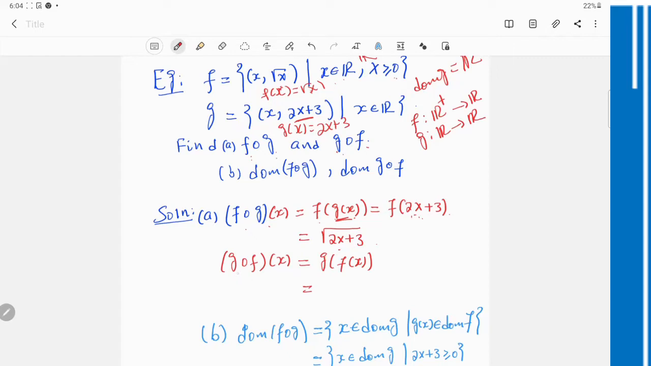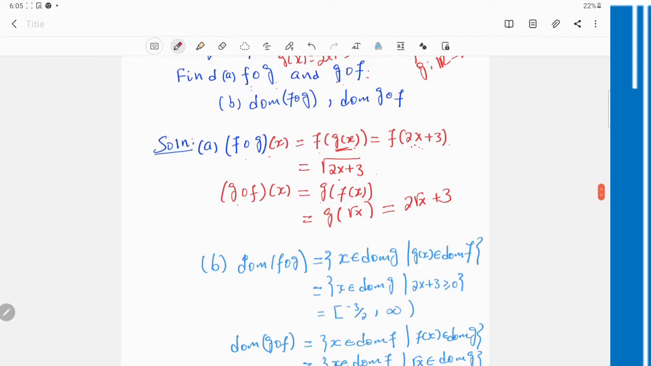And G composed F of x is similar, which is G of F of x. What is F of x? Square root of x. So that would be G of this one. In place of x we have the square root of x, that is 2 square root of x plus 3. So this is the way.